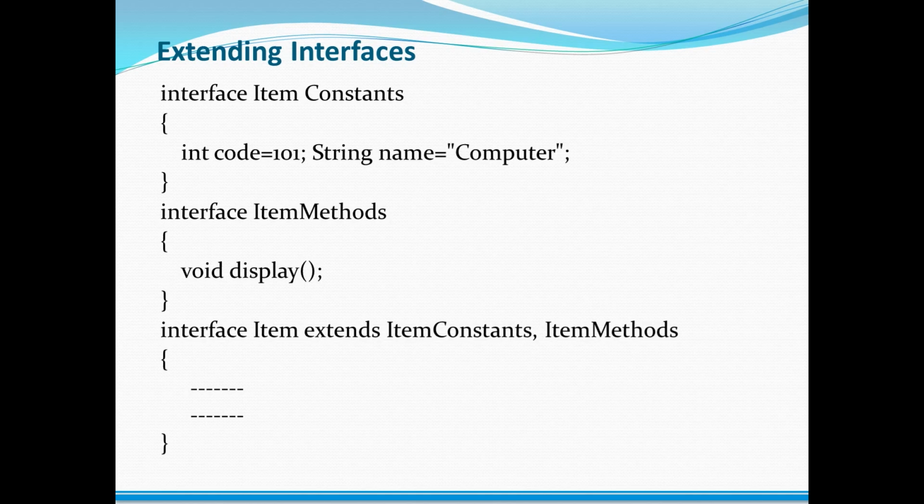Now one more interface, item, extends both the properties of the item constants interface and the item methods interface, which is not possible in a class. A class cannot extend two classes at a time, but in interfaces it is possible to extend the properties of more than one interface at a time.